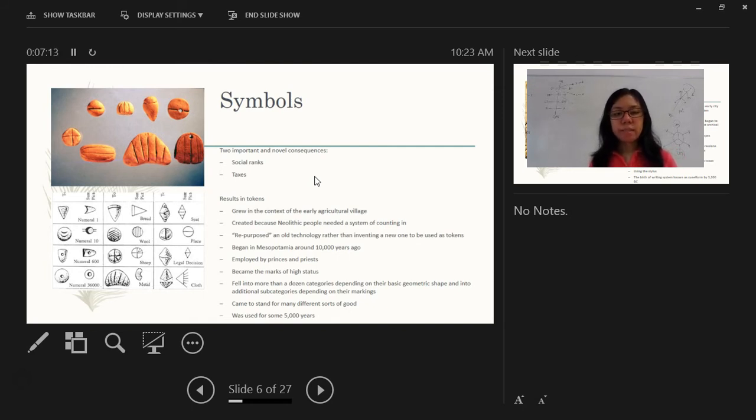It is employed by princes and priors. It became the mark of high status because sometimes the tokens were found in rich graves. It fell into more than a dozen categories depending on their basic geometric shape, such as cones, discs, cylinders, and into additional subcategories depending on their markings. It came to stand for many different sorts of goods, such as grain, oil, bread, cakes, animals, and many other things. And it was used for some 5,000 years until it was replaced by writing.